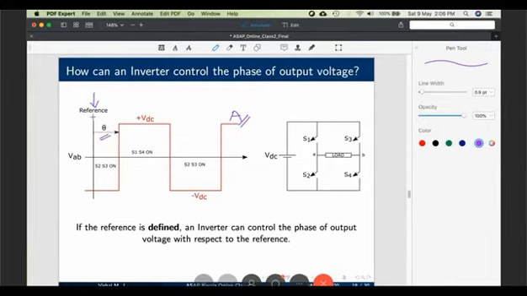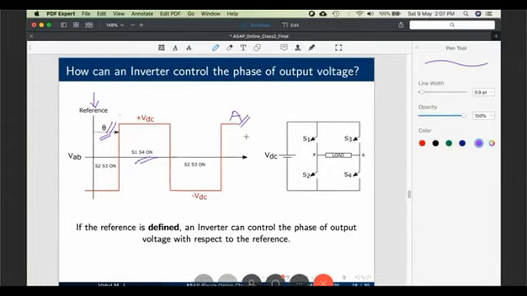Wait for the reference to come. Once the reference comes, wait for another theta degrees. Once the theta degrees pass, you switch on S1 and S4. What happens? The load voltage V AB is a positive VDC, that's what is shown here. Keep it on for 180 degrees, then switch that off and turn on S2 and S3. What will happen? The load voltage is a negative voltage, minus VDC. Again that is for 180 degrees.